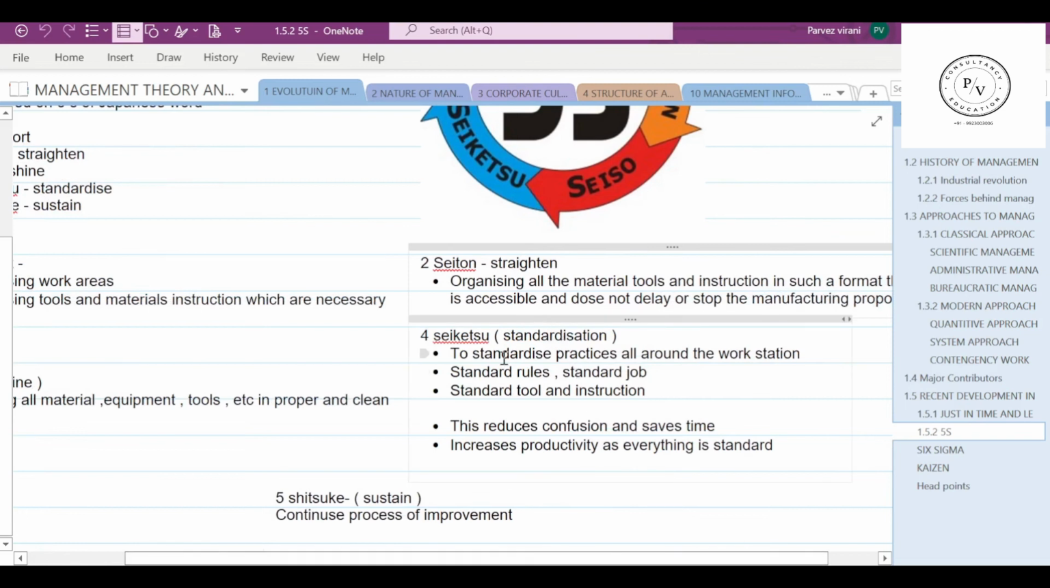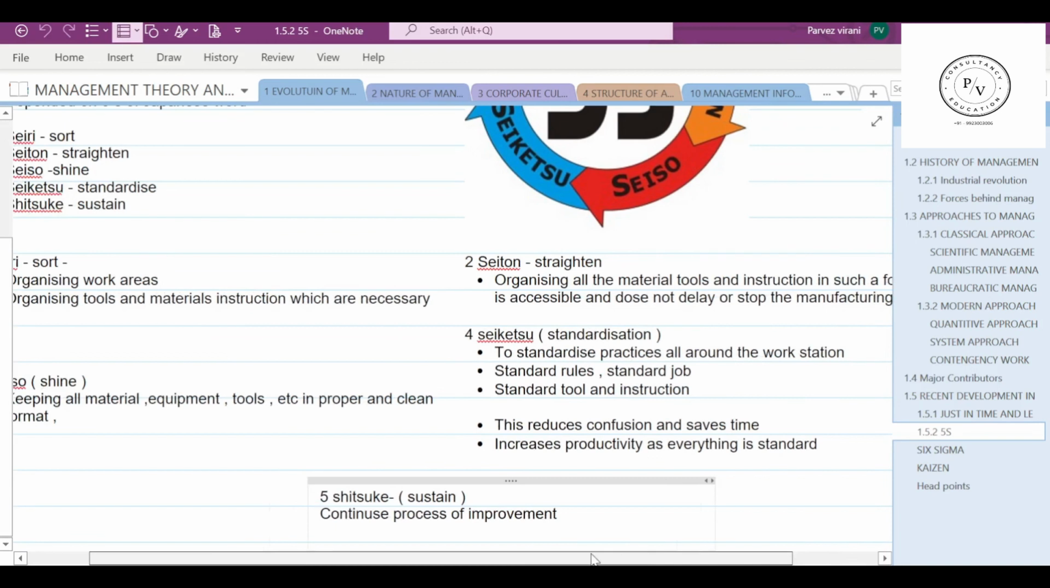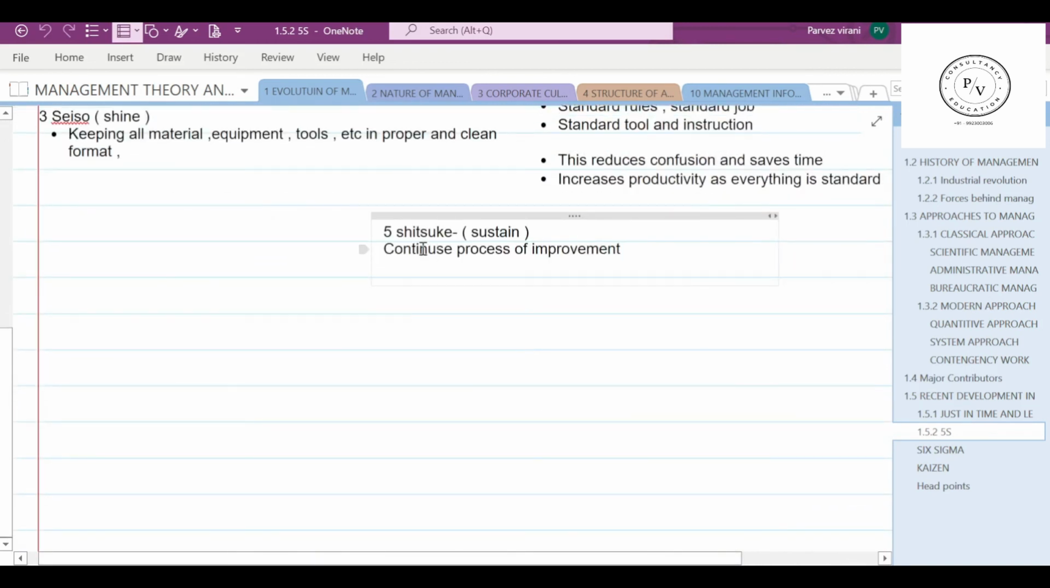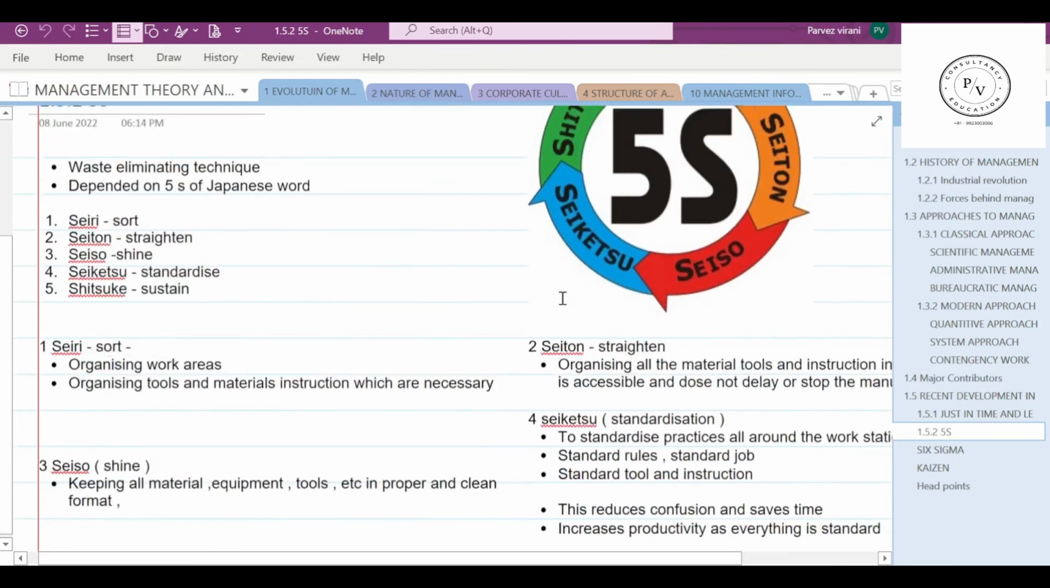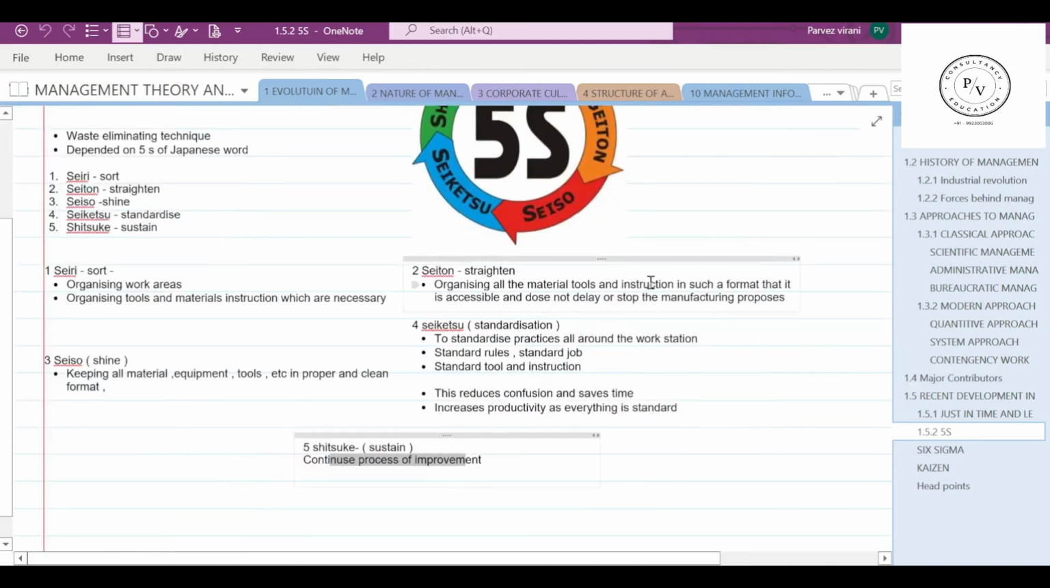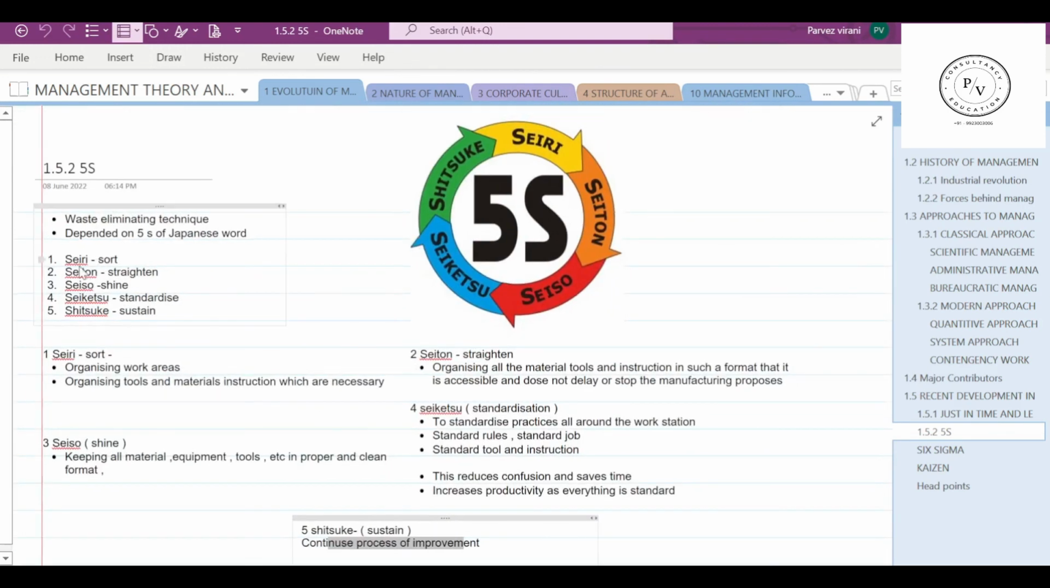Okay, and then standardization: standardize practices all around the workstation. Standard rules, standard jobs, standard tools, and standard instructions should be given. This reduces confusion and saves time. It increases productivity, and everything is standard. Last one is sustain: continue the process of improvement. So this is what your 5S stands for: Seiri, sort; Seiton, strengthen; Seiso, shine; Seiketsu, standardize; and Shitsuke is sustain. This is very hard for me.